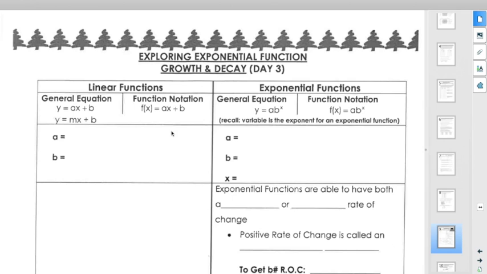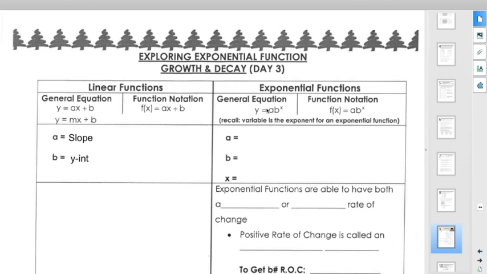Linear functions. General equation, we see it as y equals typically mx plus b, but ax plus b is no different. It's the same thing, where a is your slope, typically m, and b is your y-intercept. All right, that's linear functions. And then function notation, f of x equals mx plus b. F of x just means y.